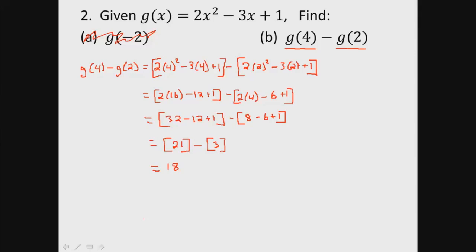Okay, so we just subbed in to this equation up here twice. We know that g of x is this. We subbed into this twice with a different value that it asked us for and subtracted the 2.